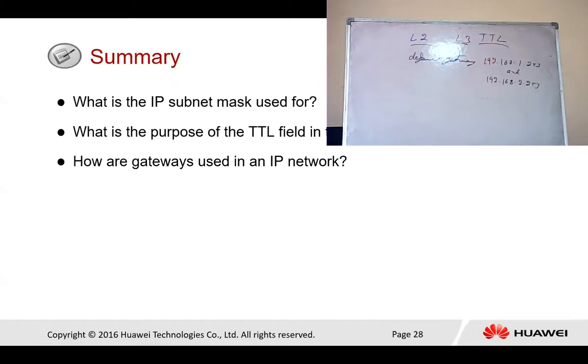So next we have some questions. First question is, what is the IP subnet mask used for? Another question is, how is a gateway used in an IP network? There is only one gateway address to forward the IP packets to a remote network.